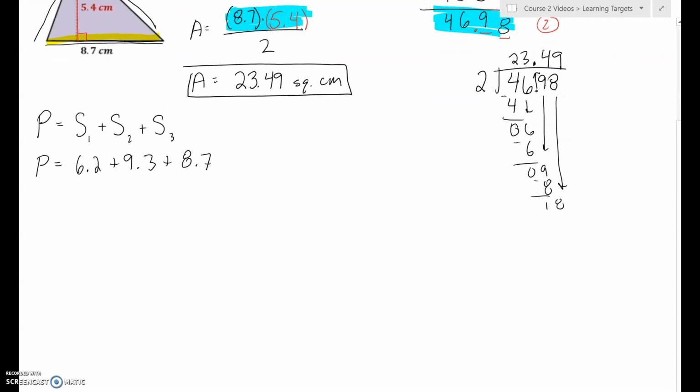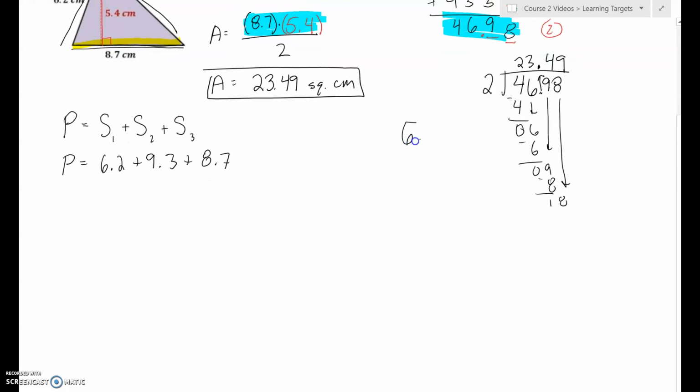Again, we're going to do our calculations on the side. So I'm taking 6 2/10 plus 9 3/10. I'm being very careful to make sure that the decimal points are lined up here. And then I'm going to add 8 7/10. I'm going to add all those together. So 7 plus 3 is 10, plus 2 is 12. And then 9 plus 1 is 10. And then 10 plus 8, 18. 18 plus 6, 24. And just bring the decimal point down.